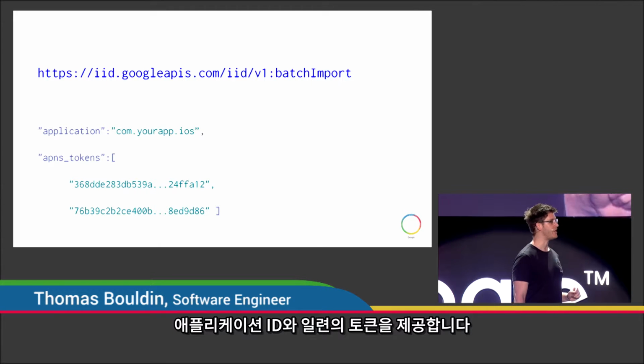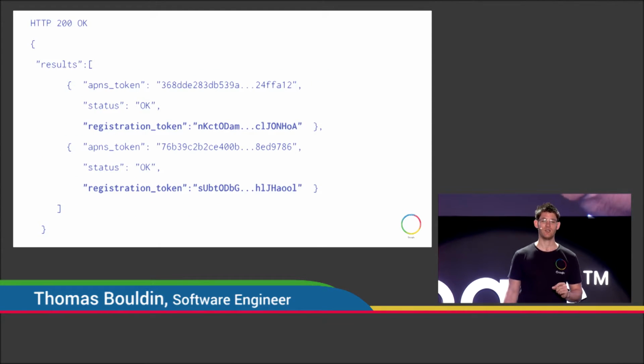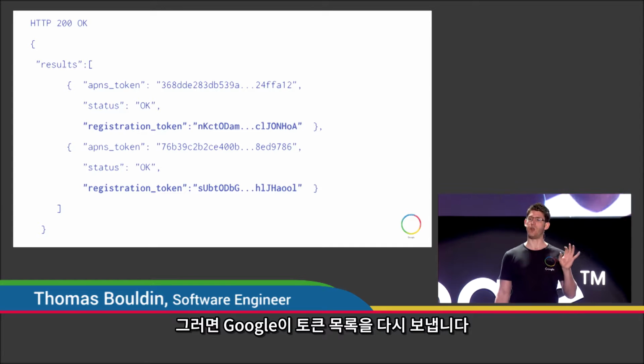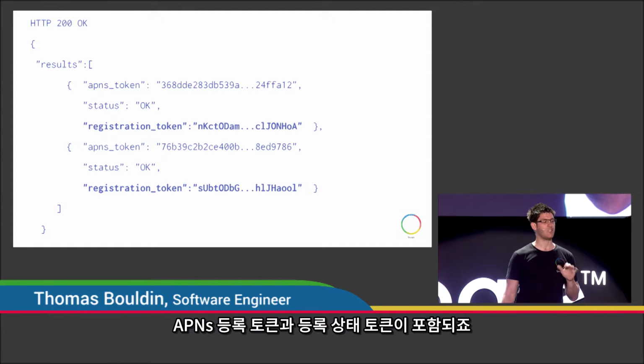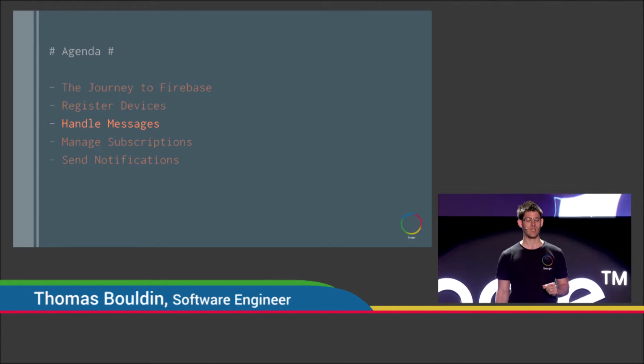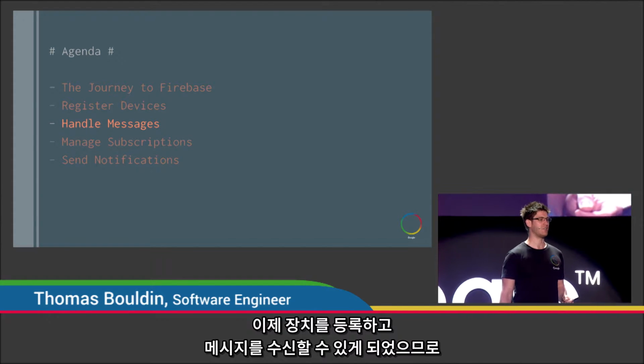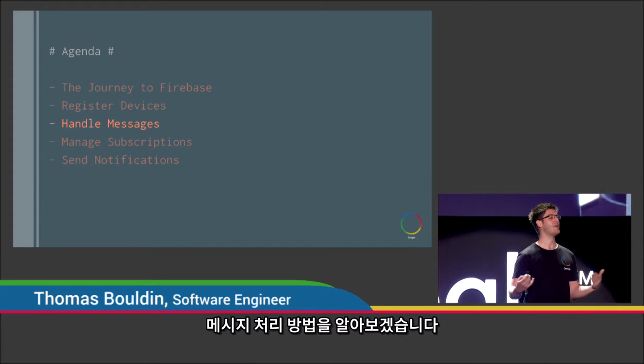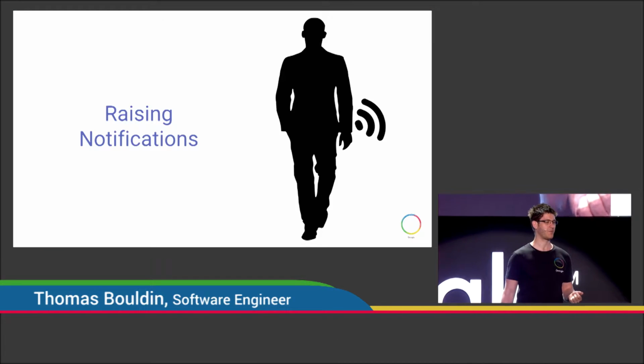You give us your application ID and a series of tokens. We will send back a list of all those tokens, the FCM registration tokens, and the registration status. So now that we've registered our devices to receive notifications, let's look at how we handle those messages.